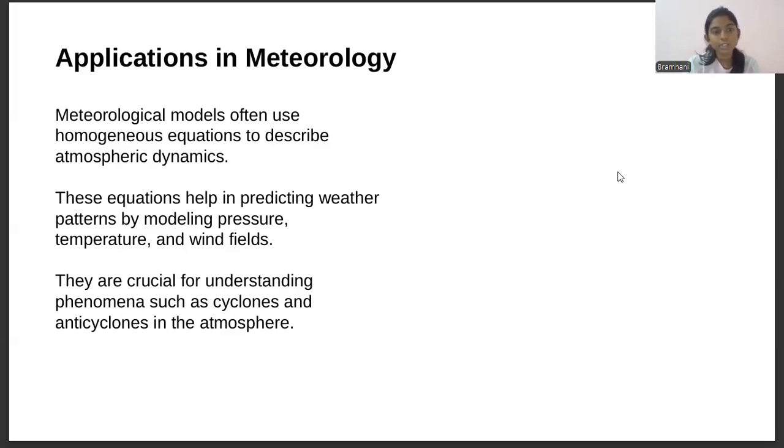They are crucial for understanding phenomena such as cyclones and anticyclones in the atmosphere. They are very crucial to understand phenomena. The basic things are predicting weather patterns and modeling pressure and temperature, but predicting cyclones and anticyclones in the atmosphere is very crucial to understand using homogeneous equations.